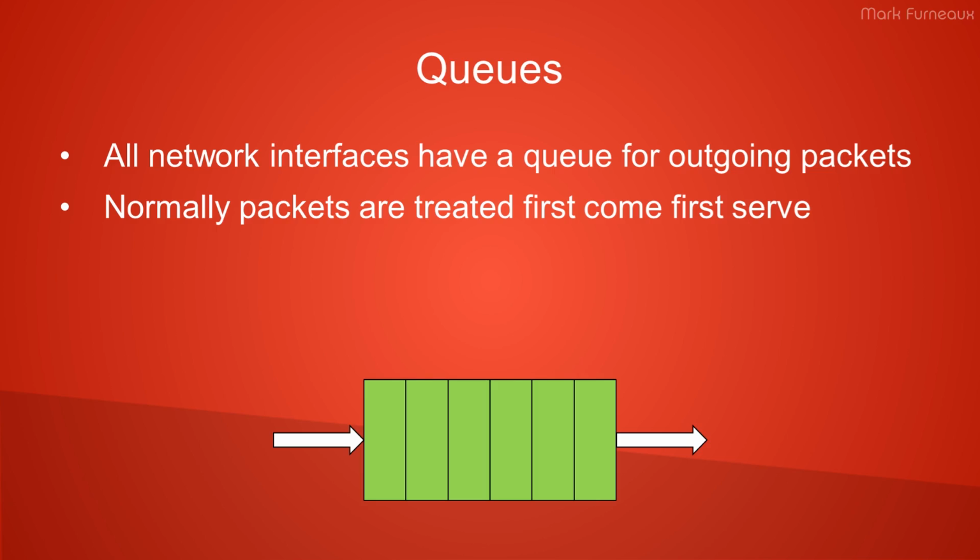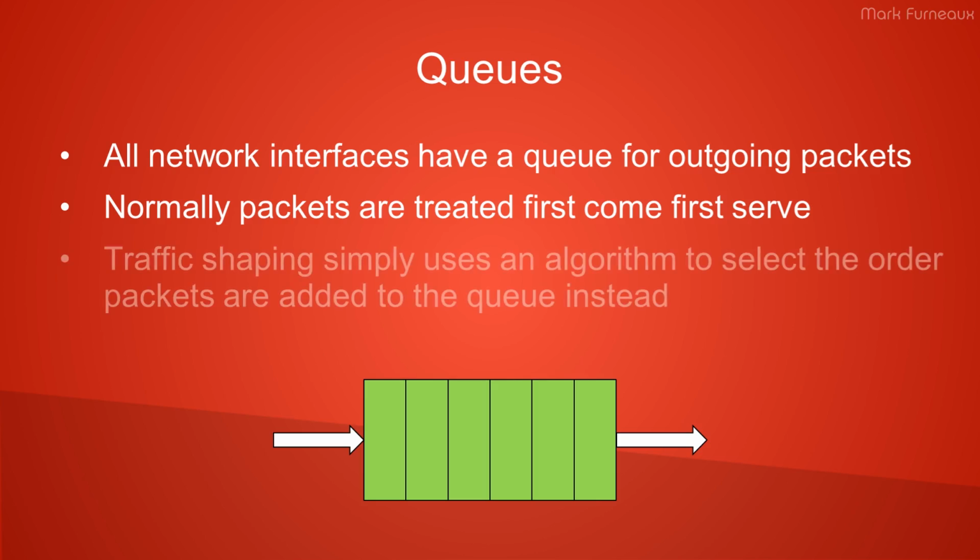and then they're released out onto the wire. And all traffic shaping really does, on the most simple fundamental level, is simply use an algorithm to select the order of packets to add to that queue instead of doing it on a first come first serve basis. That's really what we're trying to do. We're just trying to reorder that queue, basically. That is what traffic shaping does. There are a few other things we can do to that queue, as you'll see in just a moment, but generally speaking, that's really all we're doing.